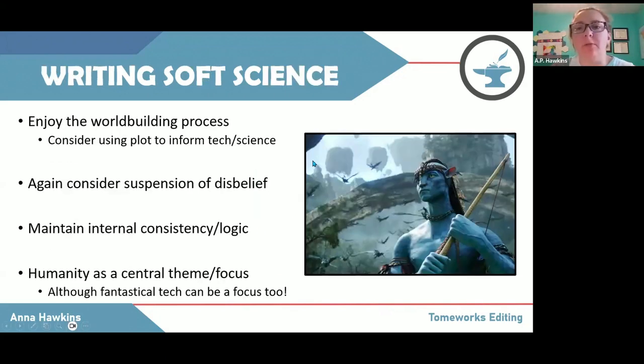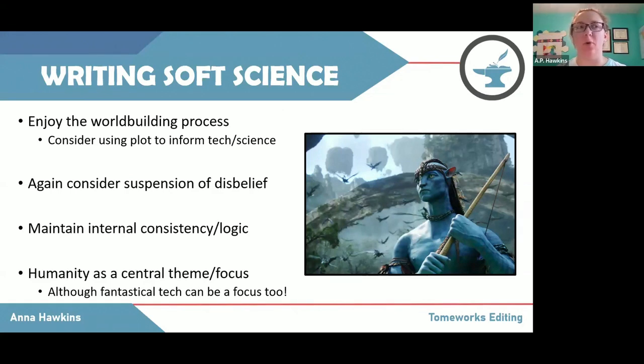So really it just depends. When you're writing soft science fiction, take the time to enjoy the world building process, because you're not really constrained by what's possible or what's plausible. You can still do research to have an idea of what's possible and extrapolate from there, but you don't necessarily have to. And you can consider using the plot to inform your tech or your science, rather than the other way around. But you should always consider suspension of disbelief. How much disbelief do you want to ask your readers to suspend?